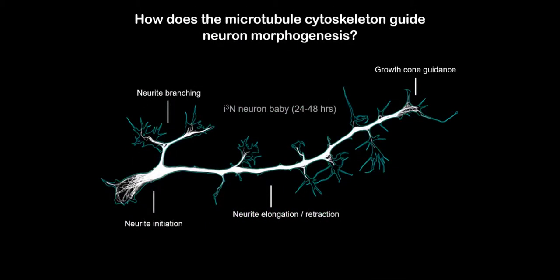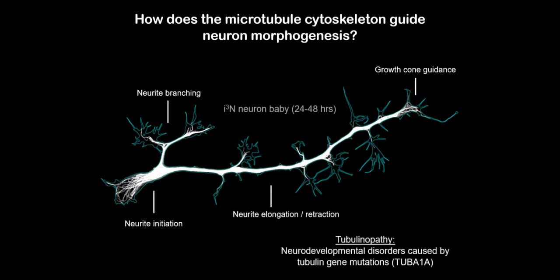For example, this image shows the outline of a very young cortical neuron differentiating from a human-induced pluripotent stem cell. As you can easily see, microtubules, shown here in white, invade every single one of the nascent growth cones branching from this neurite. Many neurodevelopmental disorders are caused by proteins related to the microtubule cytoskeleton, and in fact, there is now even a name for such diseases that are caused by mutations in tubulin itself.